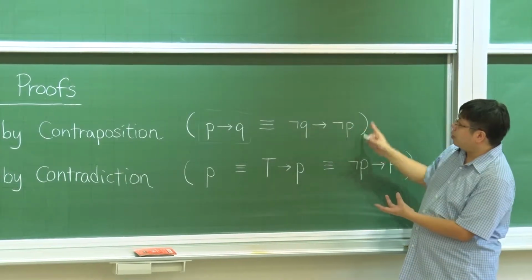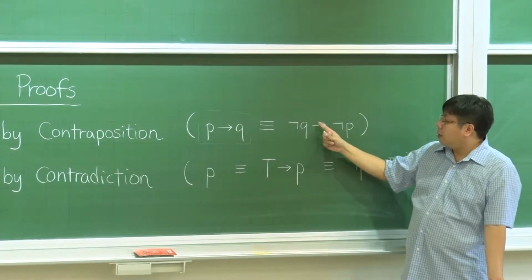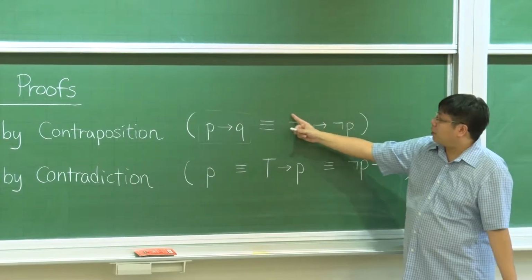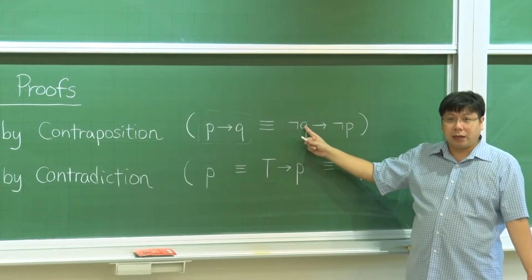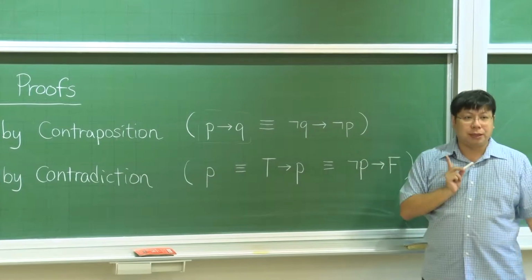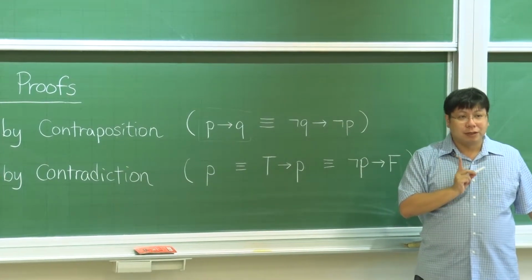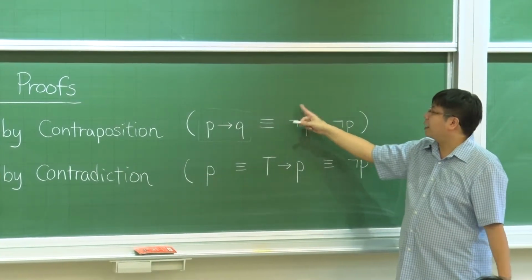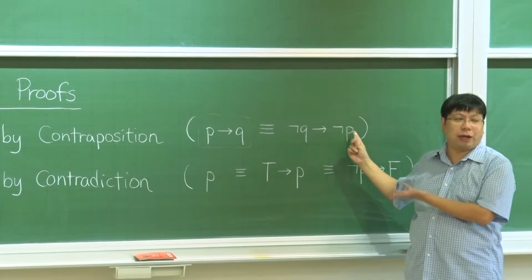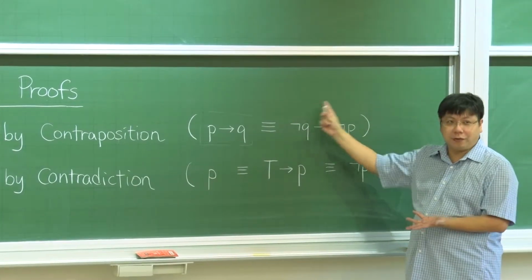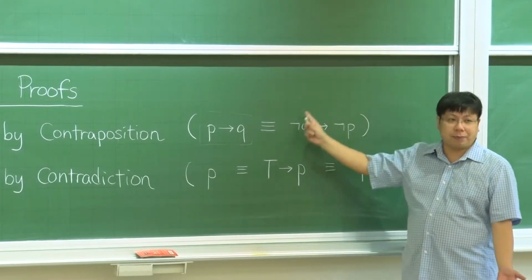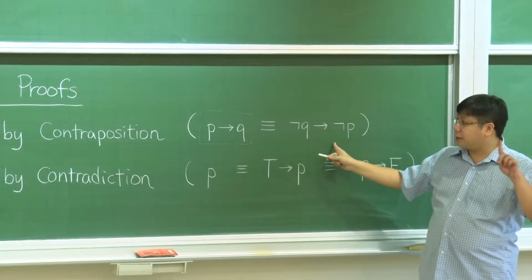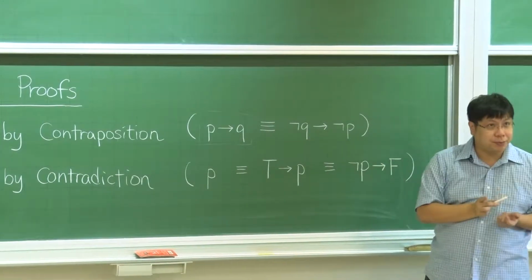If you try to prove this, then you can now use the direct proof method by assuming that not Q is true and then get the conclusion that not P is true. Is that okay? So you do the conversion, and then once you get this, you can do whatever you want, even prove this by using a direct proof method. Okay, so this is the first type of indirect proof.